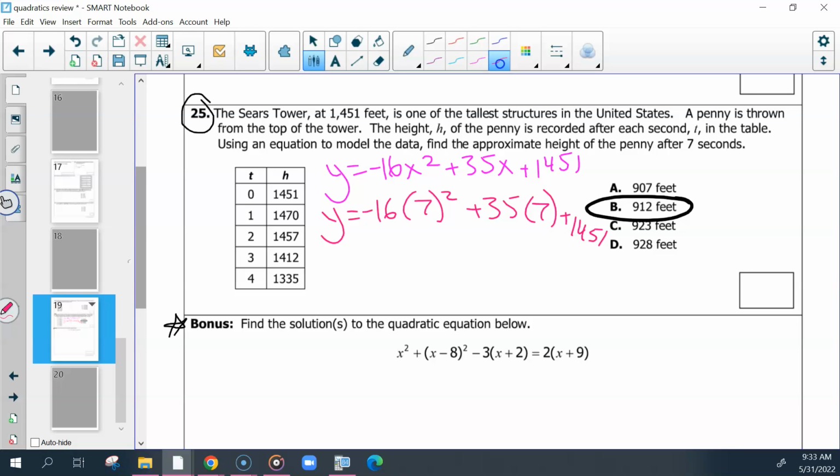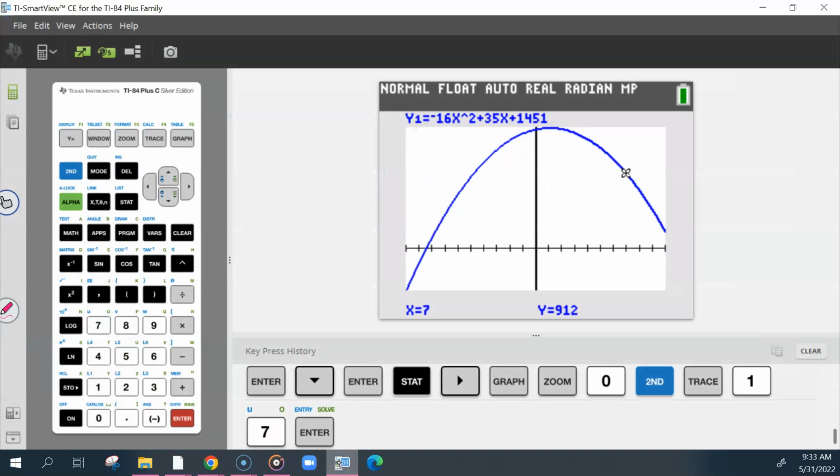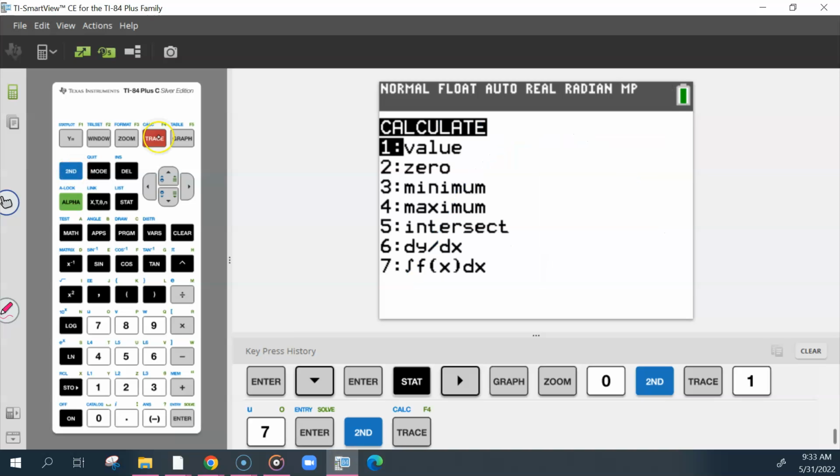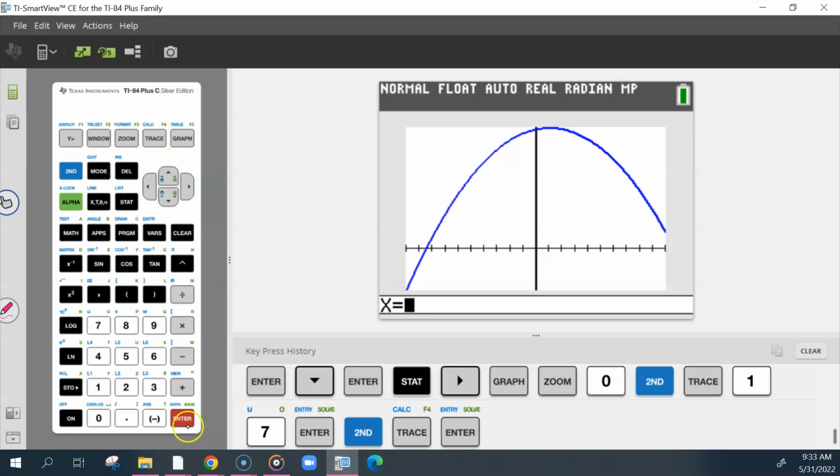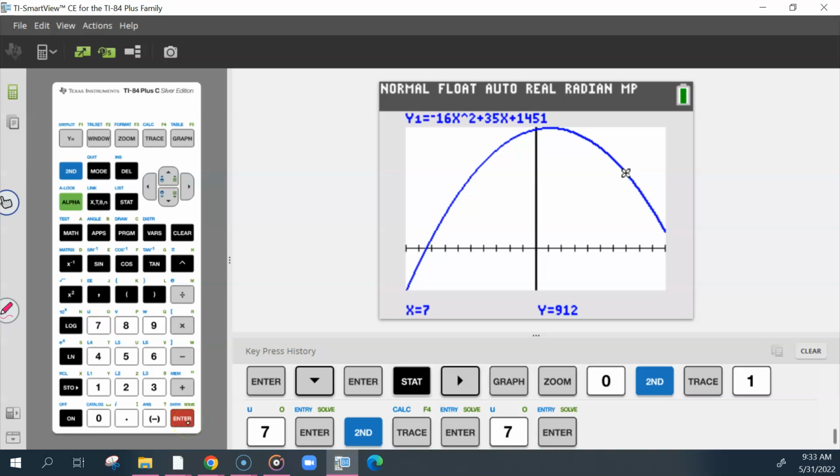The interest would be x, right? No, that's gonna equal 42. But how do we get 912? I know we got the equation. Oh, second trace value, put 7 in for x.